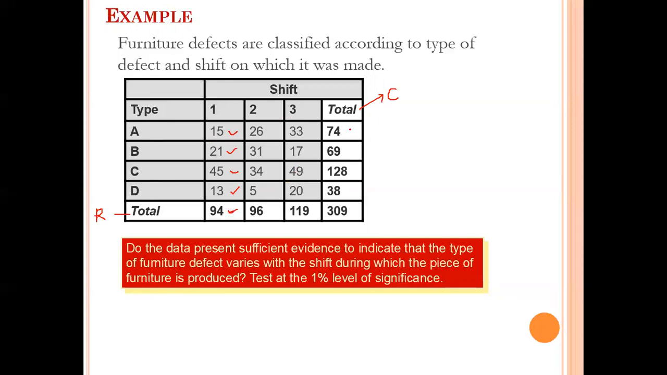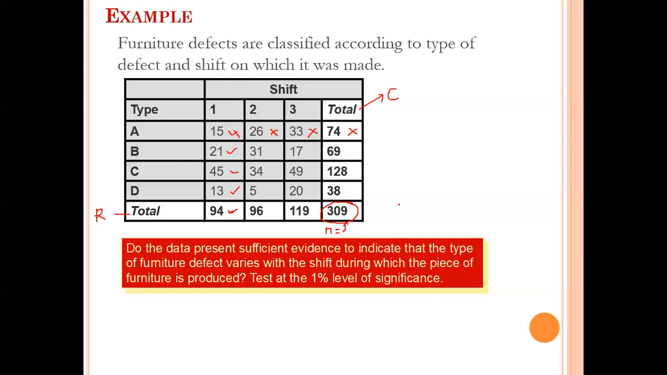And how to get the total for the column? So 15 plus 26 plus 33, then you will get the total of the column, which is 74. Okay, so this is the total value, or total sample, from the total value of column and the total value of row. So that is 309. That is the value of N, or the total sample.